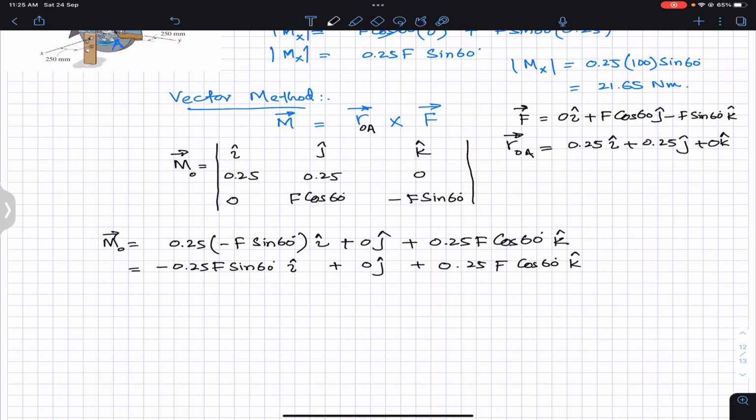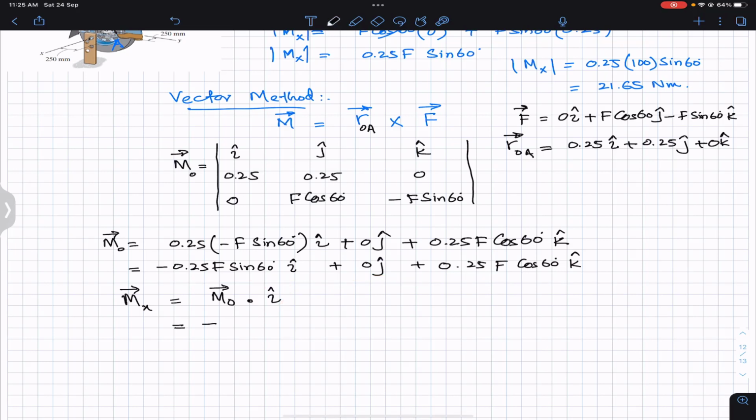Now if we want to find the moment along the x-axis, since we are required to find the moment about the x-axis, we write that the moment about the x-axis will be equal to the moment about O, and we take the dot product with the unit vector along the x-axis. The unit vector along the x-axis is i. So we need to take the dot product of this vector with the unit vector i.